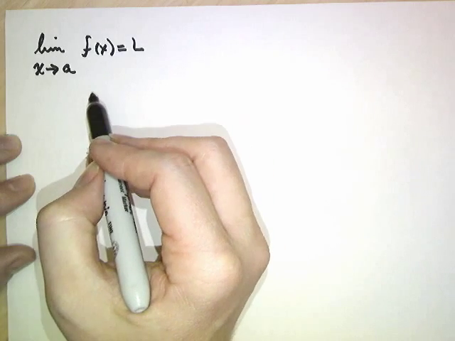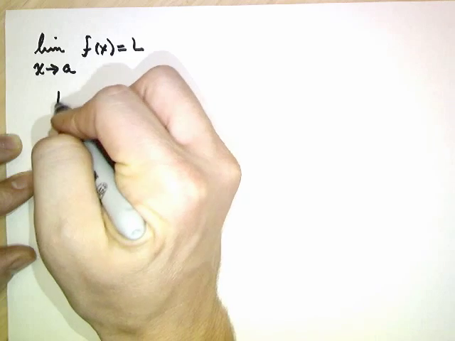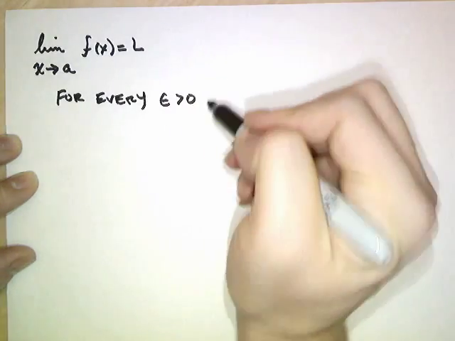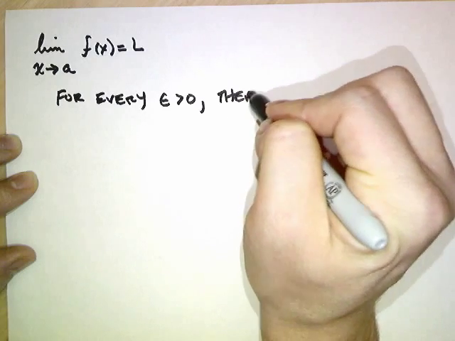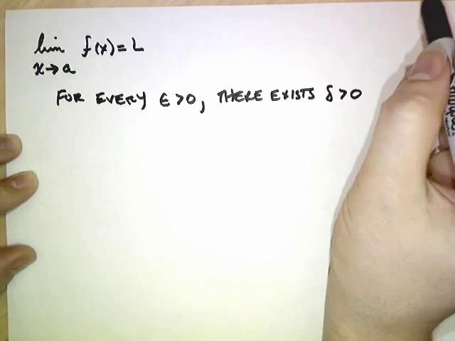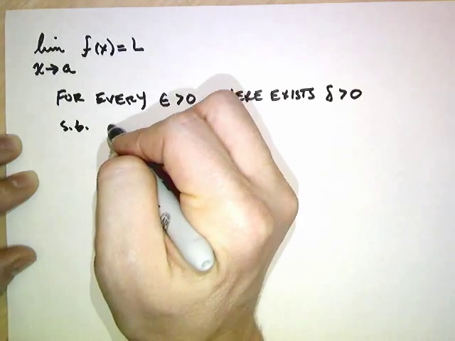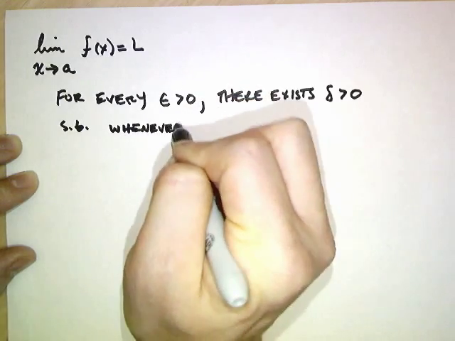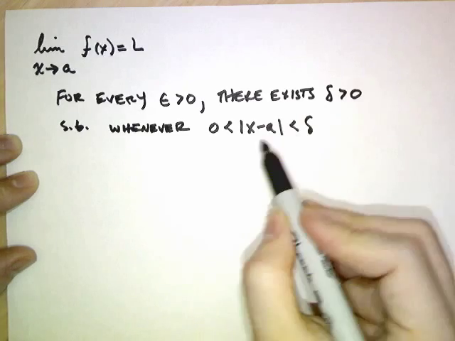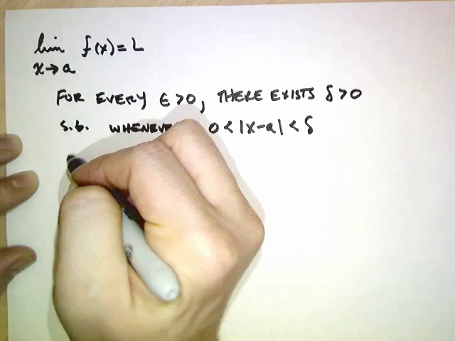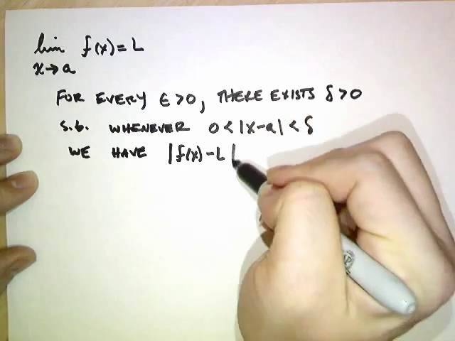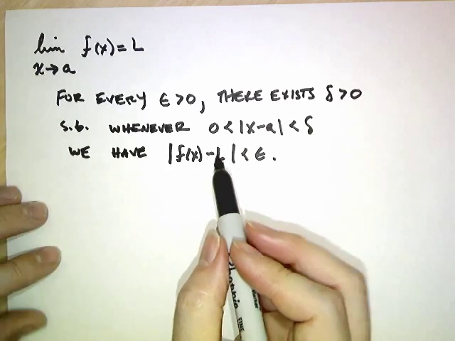But the precise, formal mathematical definition of a limit is that for every real number epsilon greater than 0, there exists a real number delta greater than 0 such that whenever x is within delta of a, we have that f of x is within epsilon of L. Okay, so think about this English sentence here.